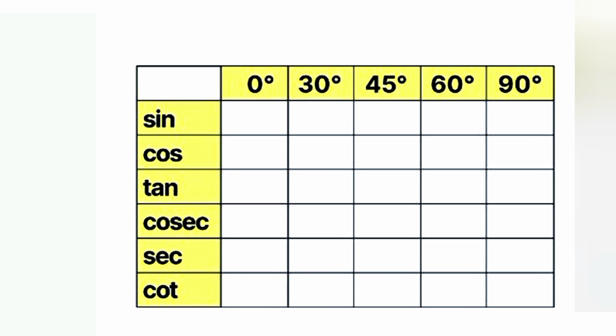Sine 0 degrees is 0. Sine 30 degrees is 1 by 2. Sine 45 degrees is 1 by root 2. Sine 60 degrees is root 3 by 2. And sine 90 degrees is 1.